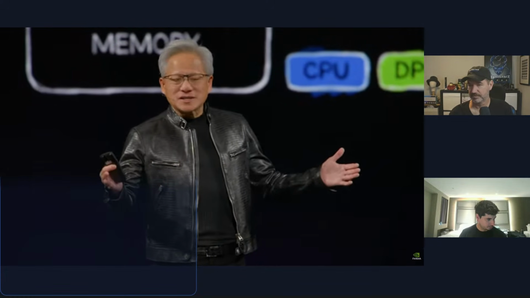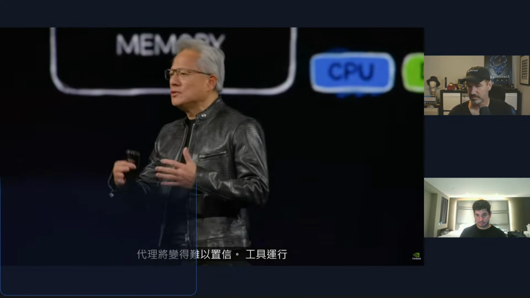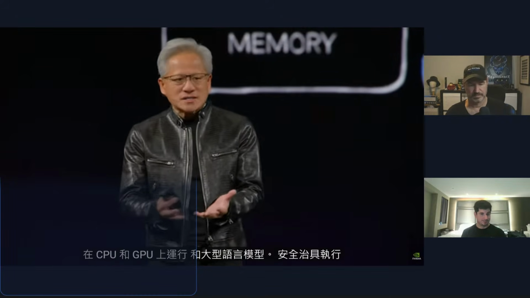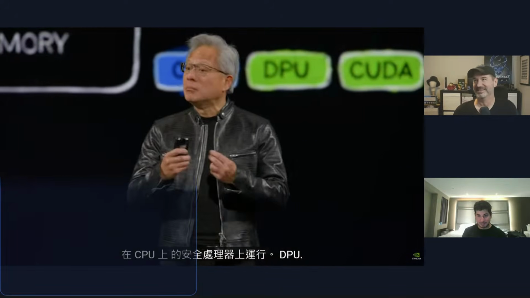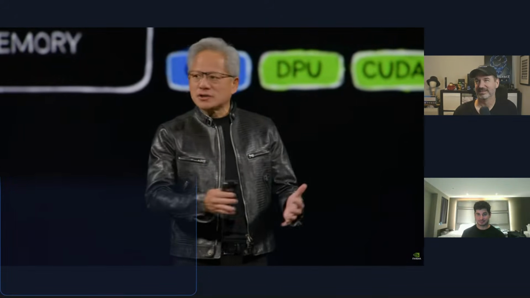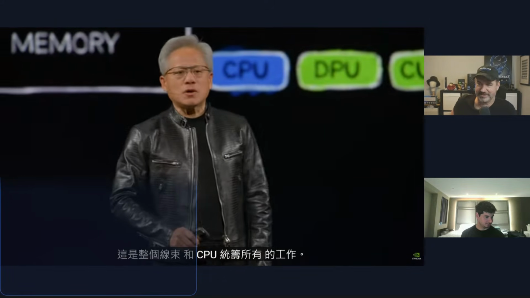The ability to use these libraries by agents is going to be incredible. And so the tools run on CPUs and GPUs and large language models. The security harness runs on CPUs and a security processor called a DPU, NVIDIA's BlueField. The orchestration of all this runs on a CPU. This is the entire harness, and the CPU is orchestrating all of the work.